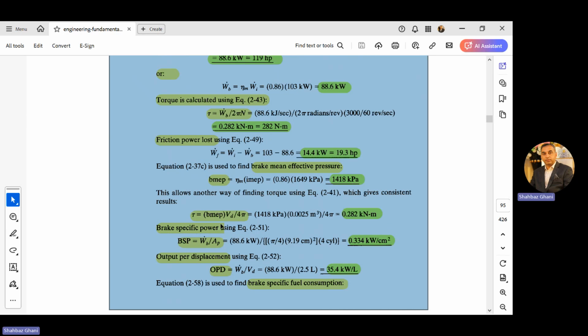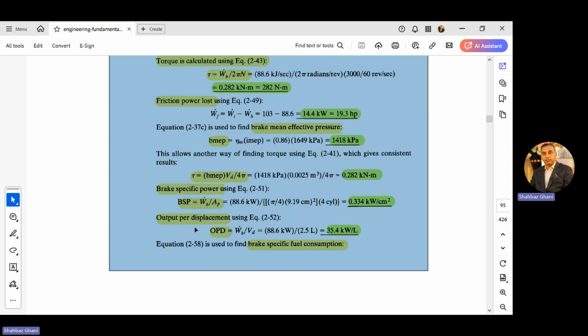Now, after finding the torque with another method, we come to the brake specific power. Brake specific power is the brake power divided by Ap. Ap is the area of the piston, and you are using 4 pistons, so multiply by 4 cylinders. So 88.6 kilowatt divided by pi by 4 into B squared multiplied by 4. So it comes out to be a brake specific power of 0.334 kilowatts.